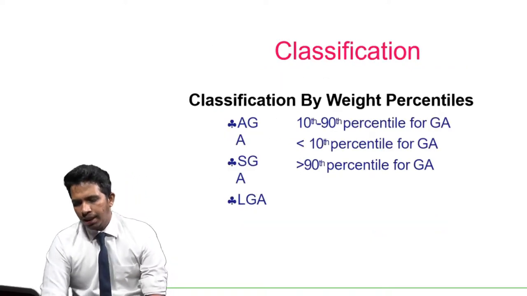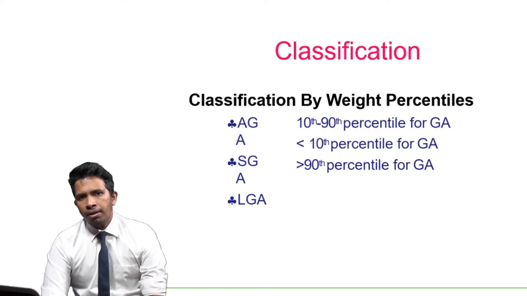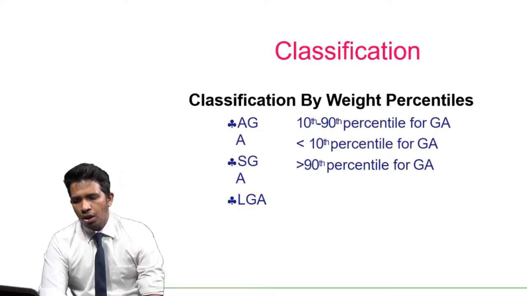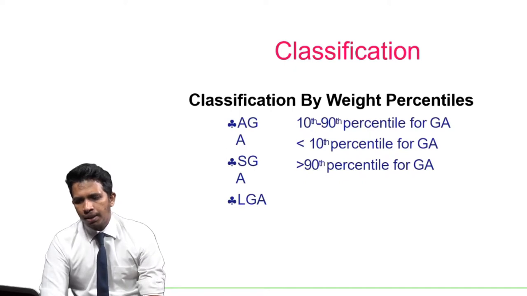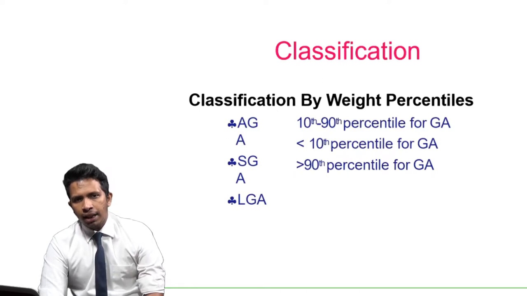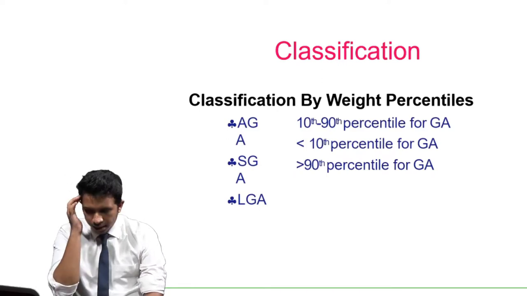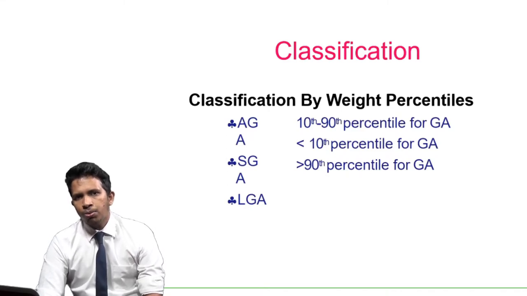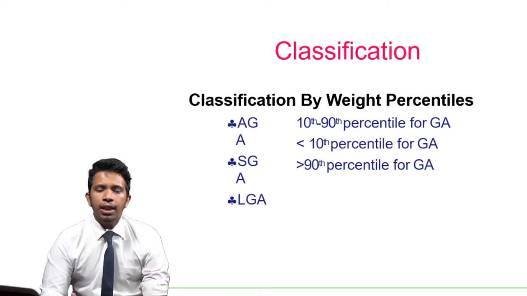We can also divide it via weight percentiles, where we plot this on a graph and see which percentile this child belongs to. So, if the child is within the 10th to 90th percentile, we call it average for gestational age. If the child is less than the 10th percentile, we call it small for gestational age. If the child is more than the 90th percentile, we call it large for gestational age.